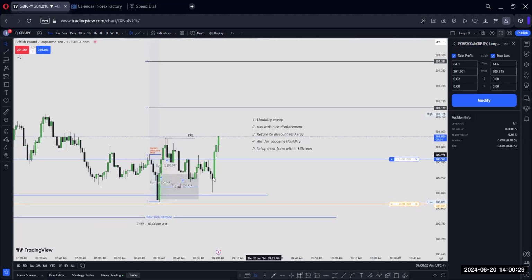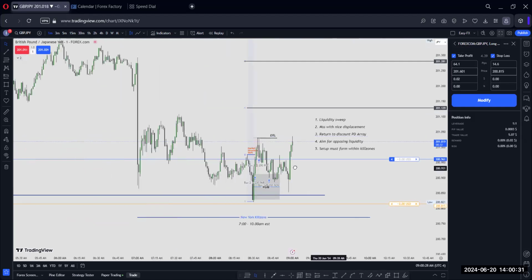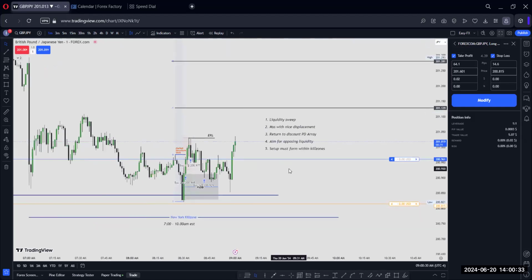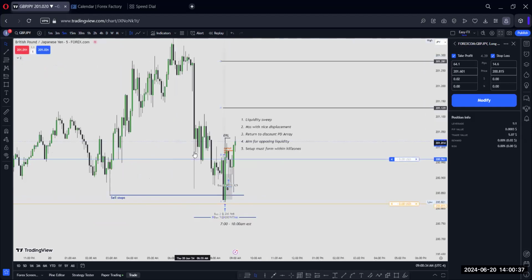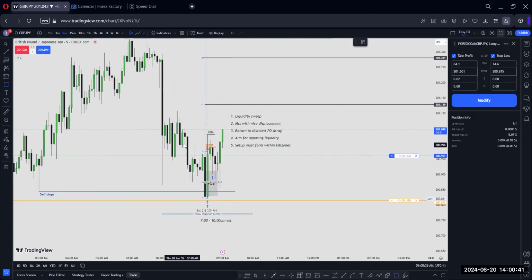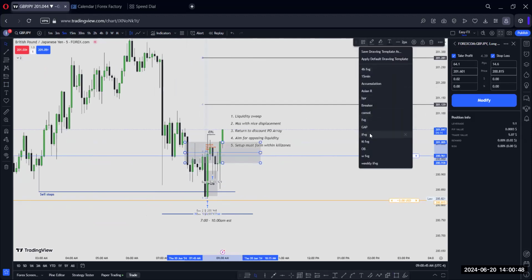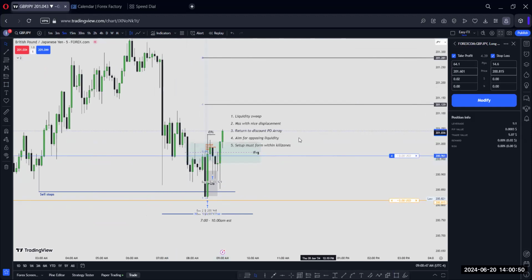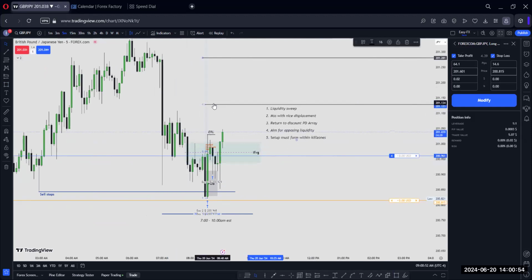All right, so we are getting that energetic move, and I love it. I want to see us go past. Okay, so we are getting there. I want to see this being used as an inversion gap to support price once we are above that. Very close to our first take profits, right inside of this bearish fair value gap.